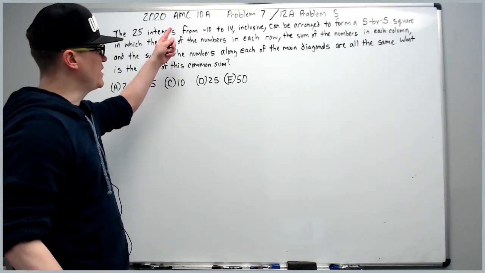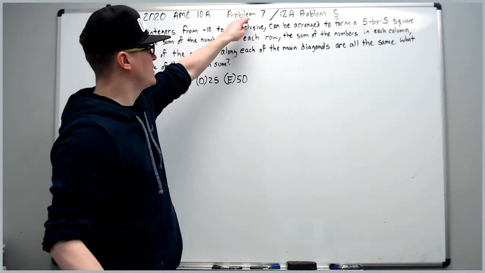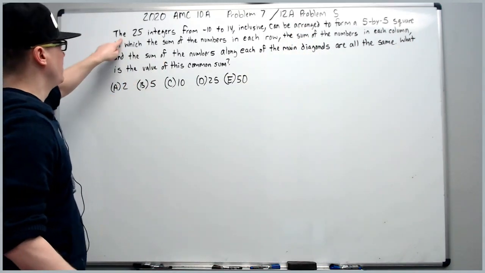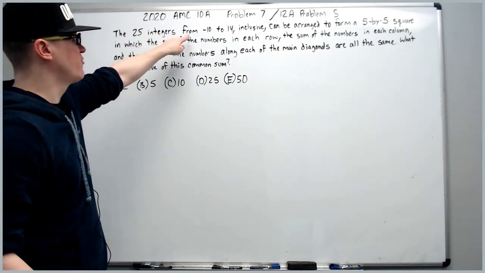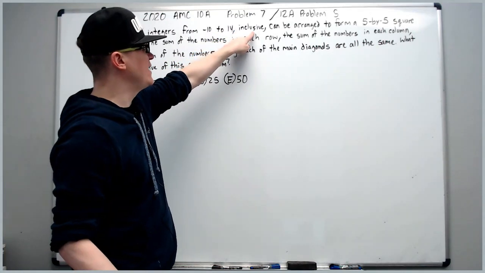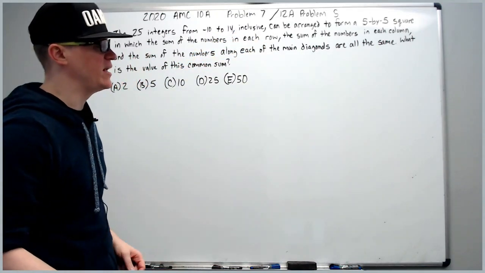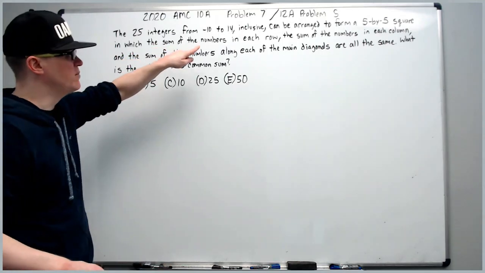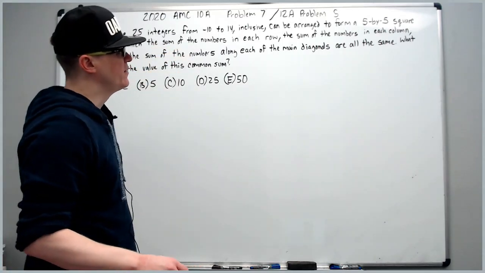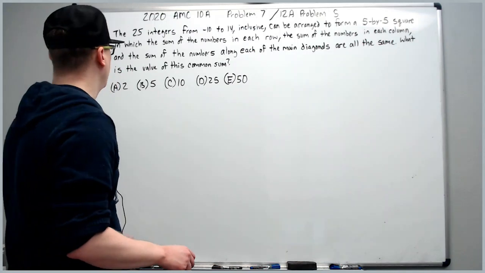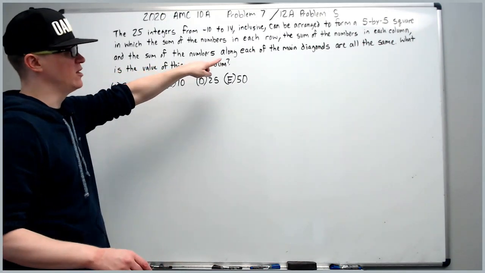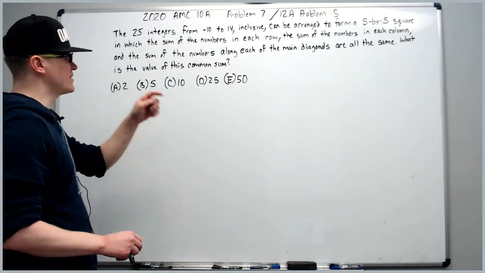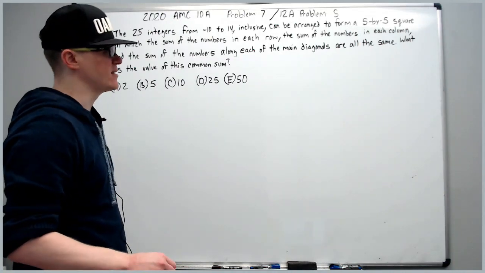Continuing on to the 2020 10A problem 7, which was also the 12A problem 5. The 25 integers from -10 to 14 inclusive can be arranged to form a 5 by 5 square in which the sum of the numbers in each row, the sum of the numbers in each column, and the sum of the numbers along each of the main diagonals are all the same. What is the value of this common sum?